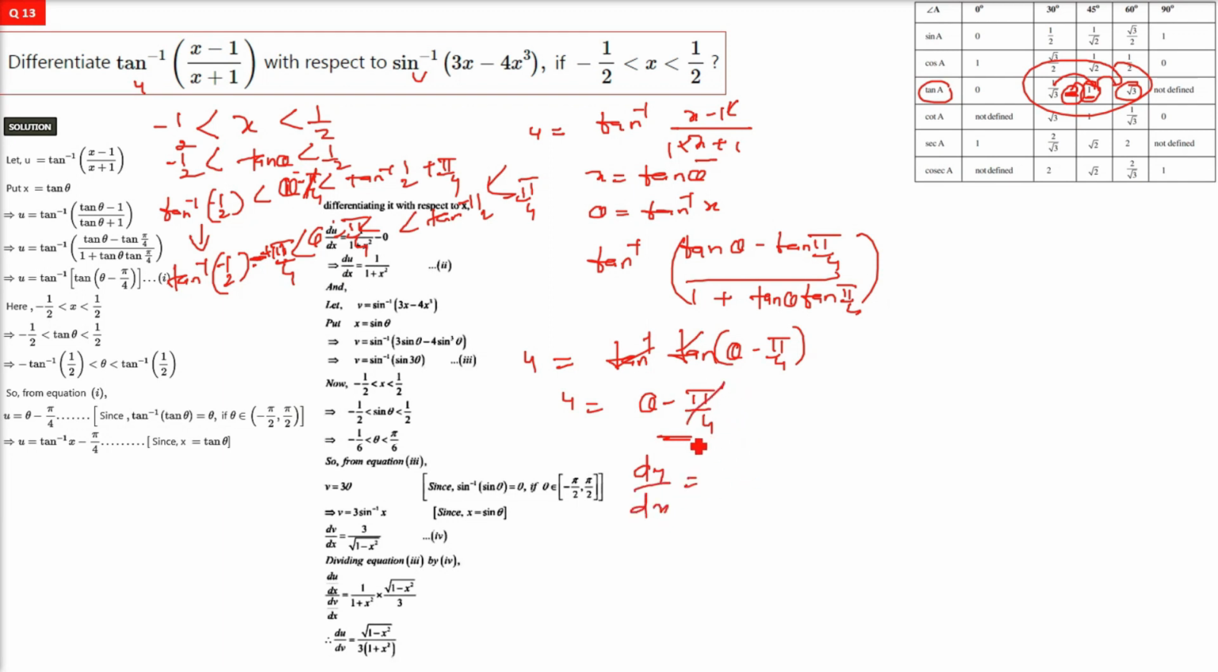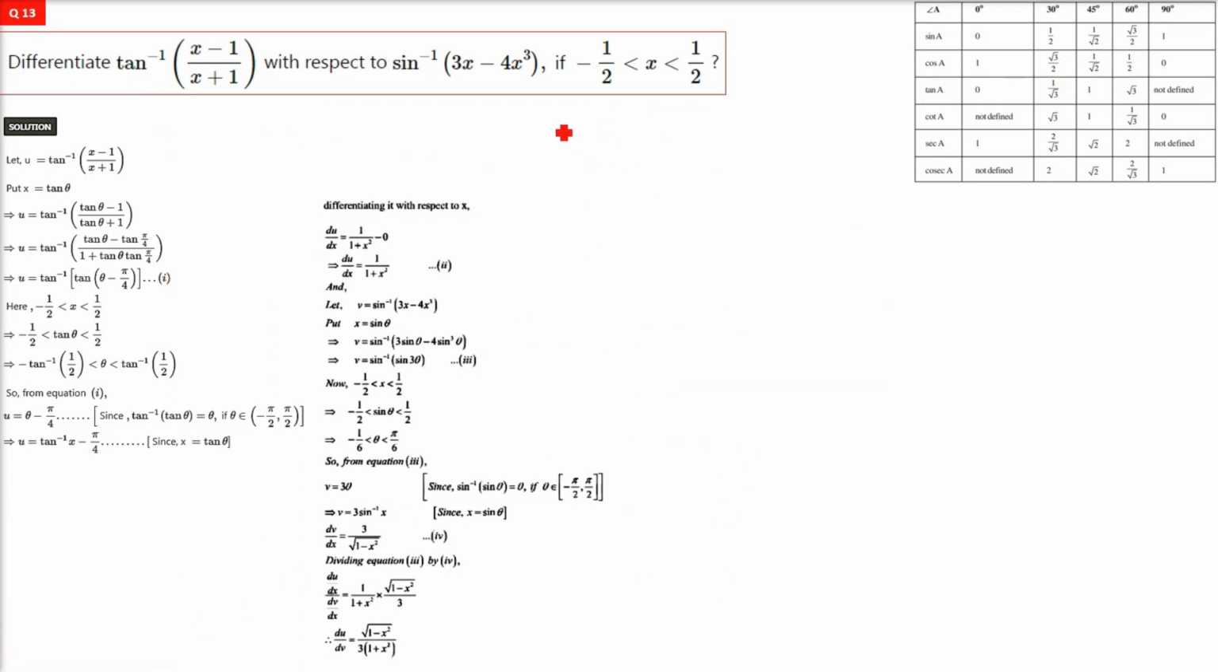Du by dx is going to be, this is going to be 0. Theta is your tan inverse x, because x was tan theta when we started. So tan inverse x it is. Du by dx will be 1 by 1 plus x square. That is your final result for the u. So du by dx is 1 by 1 plus x square. So let me clear this. Now we are coming to v.